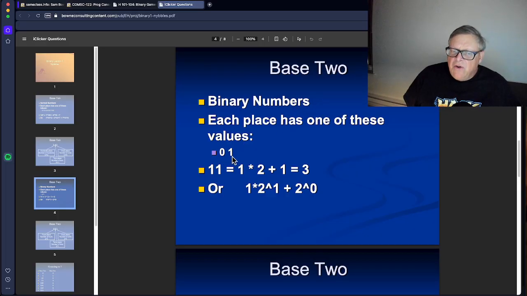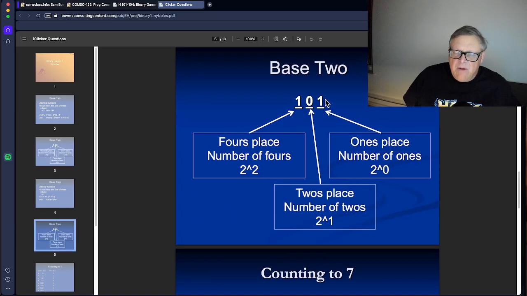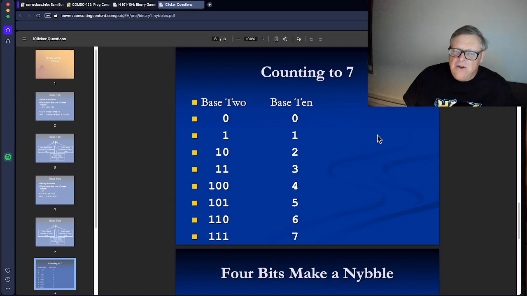you only use 0 and 1. So the number on the right is the number of ones, the next number is the number of twos, so 1, 1 is 3 in base 10. The next number is the number of fours, and so on. So if you want to count to 7, it looks like this.